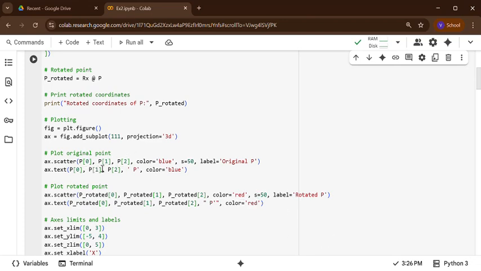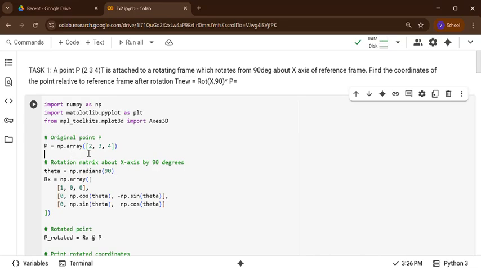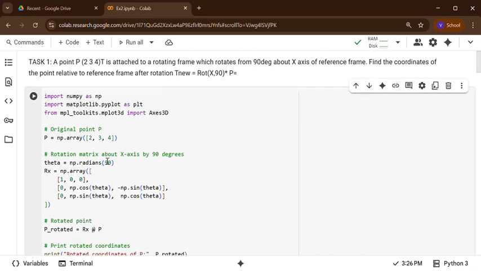So one is P of 0, P of 1, P of 2. So what is P of 0? Here is the P of 0. So P of 0, P of 1 and P of 2, the color is blue, and this P is the P we have already defined. P of 0 means 2, P of 1 is 3.